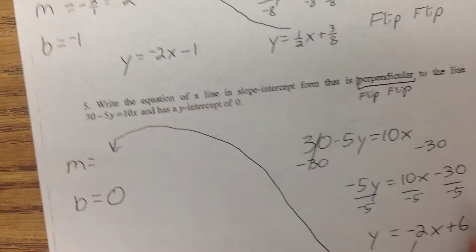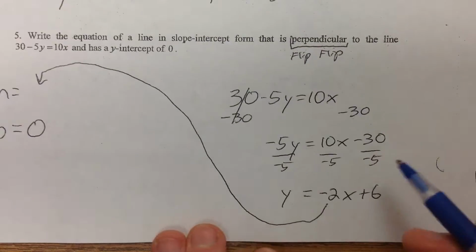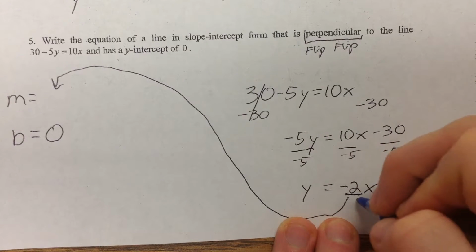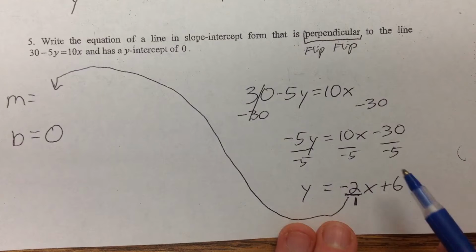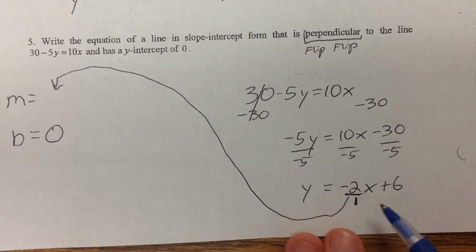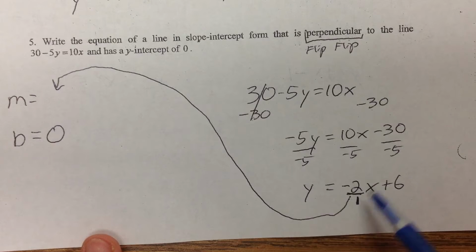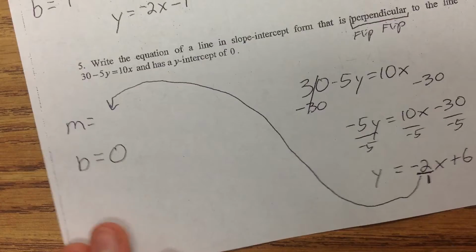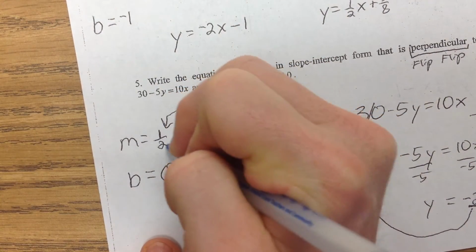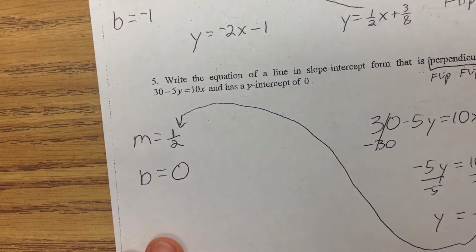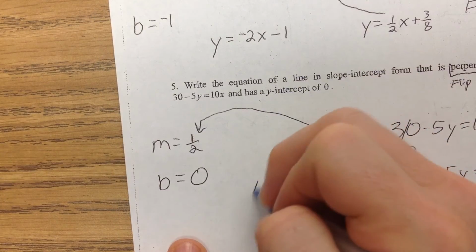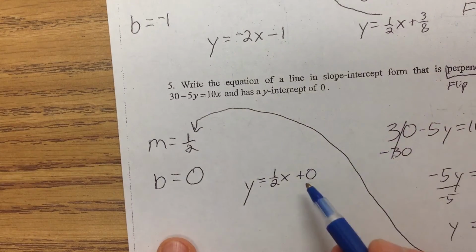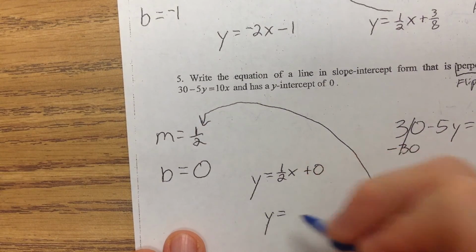When I bring it up here and I flip it, you might be saying, well, how do I flip just 2? Well, negative 2 is really negative 2/1. So when I flip this, 2/1 is going to become 1/2. And then because this was negative, our new slope is going to be positive. So we're just going to end up with a positive 1/2 there. We've got our two pieces. So it's y equals 1/2 x plus 0. But again, usually we wouldn't write the plus 0, so you can just write it as y equals 1/2 x.